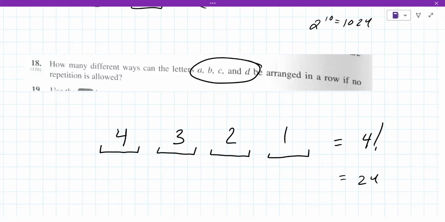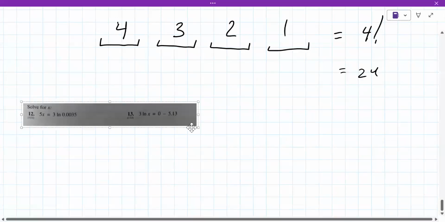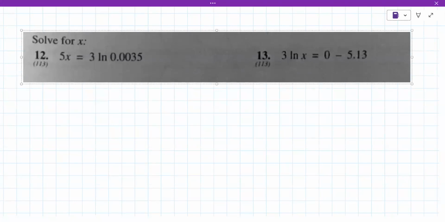All right. Why don't you try 12 and 13 here, and I'll check your answers. These are calculator problems anyway. I got negative 3.39. I agree for the first one. The second one has a little more work to it, but you can do it. The undo ln.